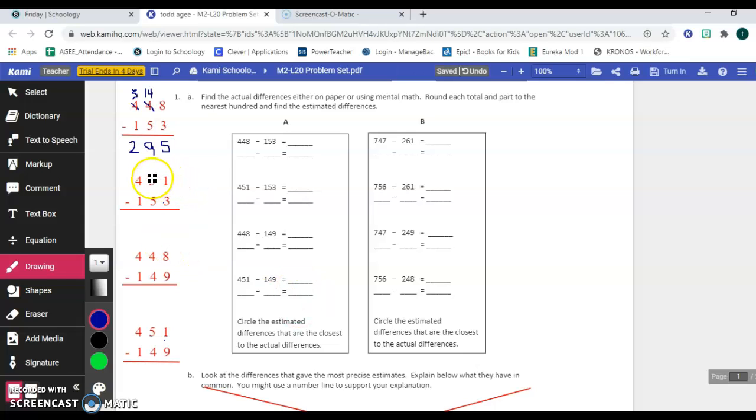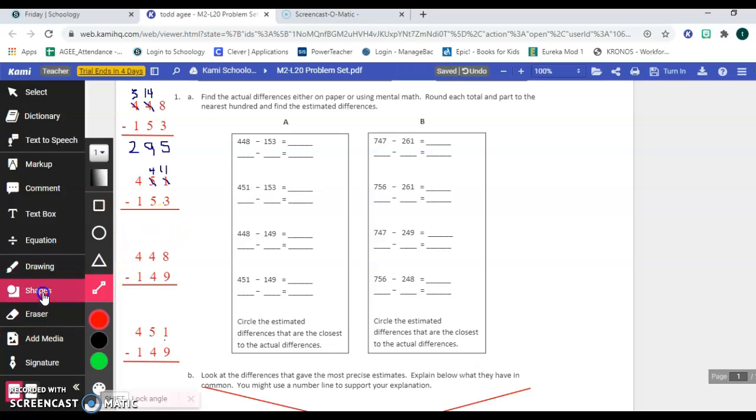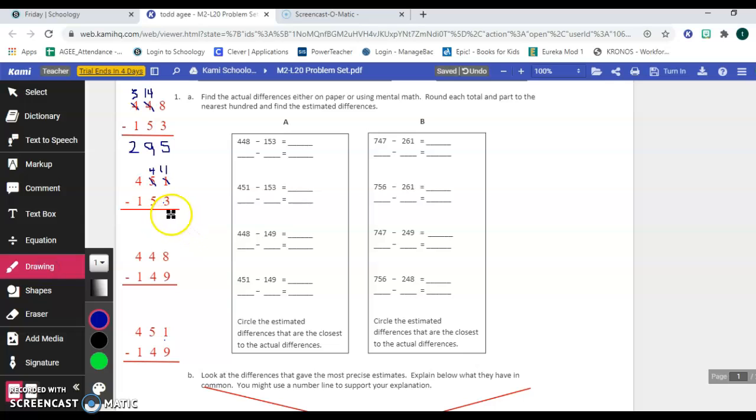1 minus 3 puts me in the negative, so I'm going to transform one of these 10s into 10 ones, and that gives me 11 ones because I already had one there. So 11 minus 3 gives me, oh my gosh, that's going to be, so let's see. It's not easy to do. I'm sure you have probably figured that out. Here's my 8. 4 minus 5. Okay, so here's where things can get a little tricky. I'm going to use Audrey's method here to just stick that 10 right in front of the 4.